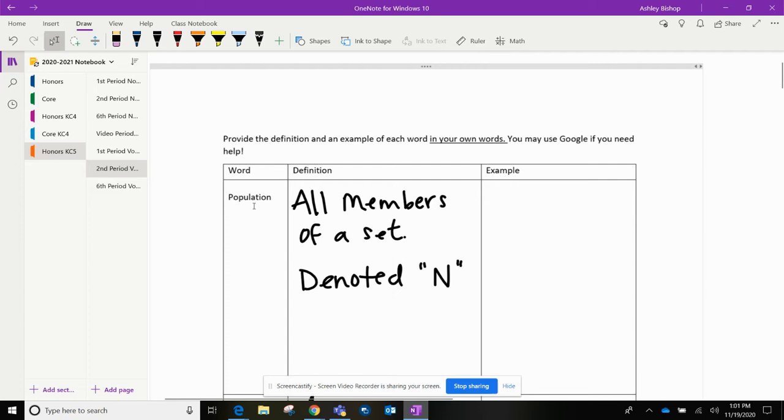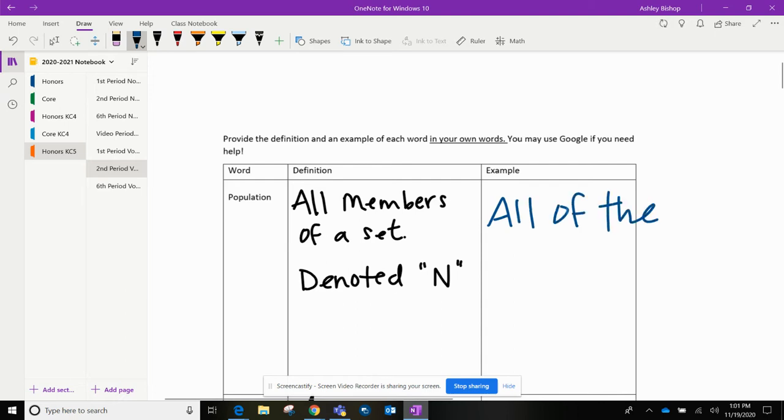But in statistics, we have populations. Populations are all the members of a set. If I wanted to find the stats of all of the people at Morton West High School that like remote learning, who I am wondering about would be my population. So my population in that example would be all of the students at Morton West. That's my population.